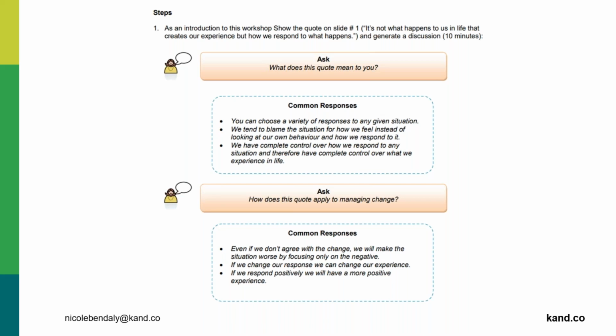So here's an example. This exercise uses a quote: it's not what happens to us in life that creates our experience, but how we respond to what happens. Then you're prompted to ask this question: what does this quote mean to you? Then you're given a variety of responses that usually are shared by other team members. Then you're prompted to ask, how does this quote apply to managing change? So this is an example of an exercise that relates to the change compatibility element. So if change compatibility has been identified as the first area to start, go into the change compatibility element within your tool and pull out the exercises that you feel will be most helpful.